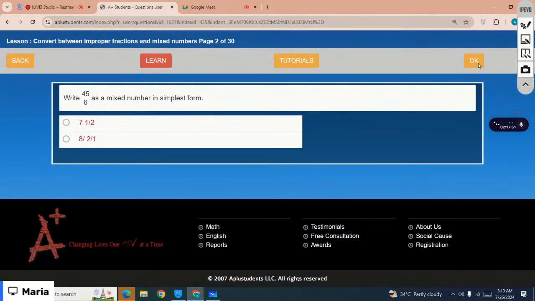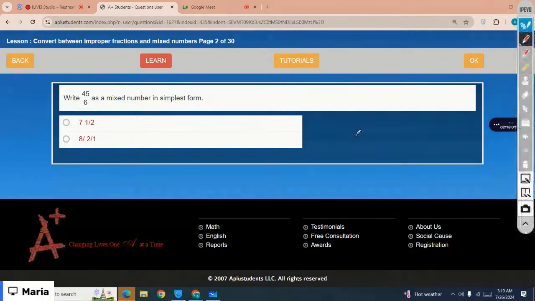Write 45 over 6 as a mixed number in simplest form. Whenever you are given a fraction, you have to convert it into mixed form. You have to divide 45 by 6. You have to count the table of 6 until 45, so you can go 6 times 7 is 42, right? So 45 take away 42 is 3. So that is 7 whole 3 over 6. Then you can divide by the common factor 3.